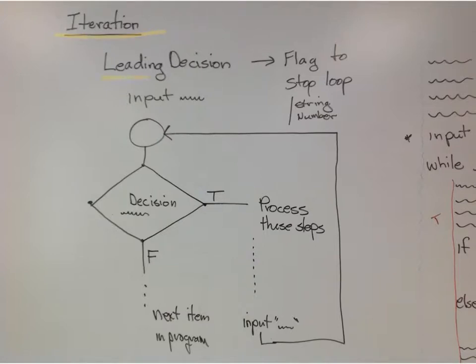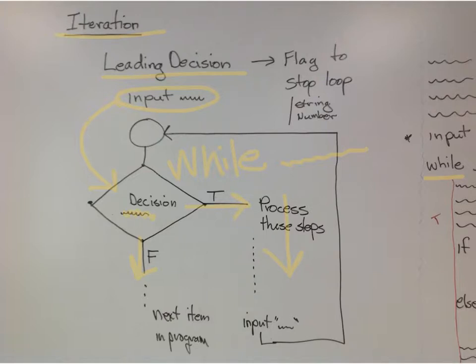Iteration, so leading decision. In a lot of our examples we'll have some type of input, and based on that input we'll make a decision on whether to stay in the loop or get out of the loop. Okay? We'll see here in a little bit, we're talking about a while structure here. While this is true, then we process these steps.